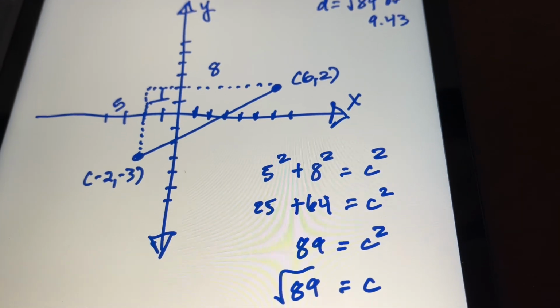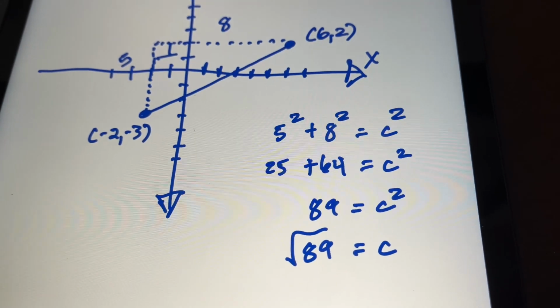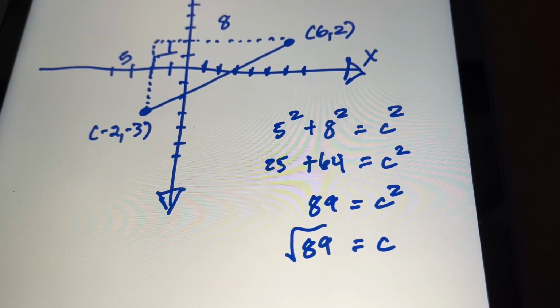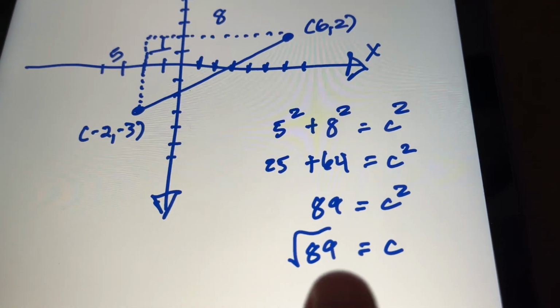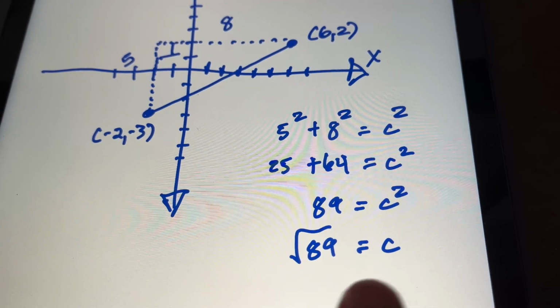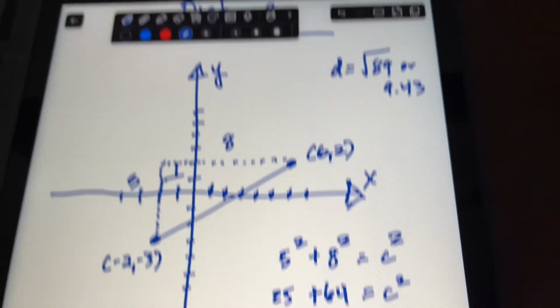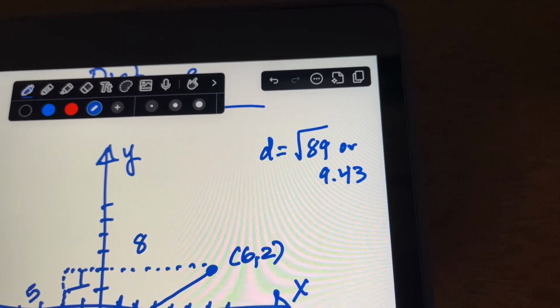5 squared plus 8 squared equals c squared. 5 squared is 25, 8 squared is 64. Added together, that's 89. So 89 equals c squared. You take the square root of both sides here. So the square root of this and the square root of that. The square root of c squared is c, and the square root of 89 looks like that. So that is the same answer that I previously got using the distance formula.